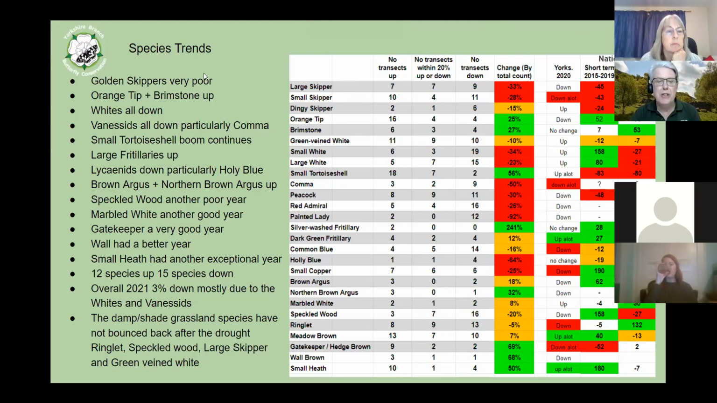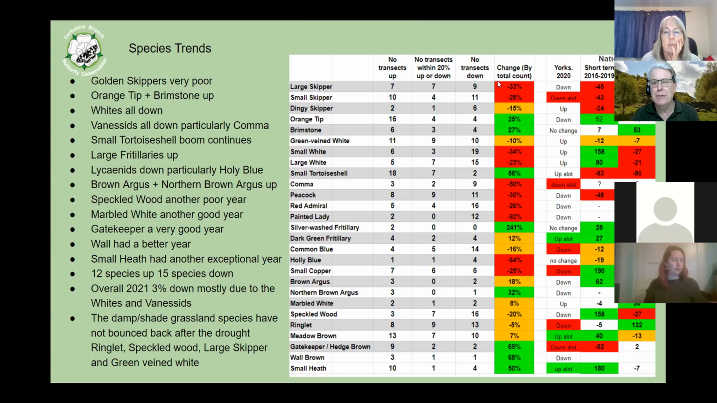So these are our species trends, and we're looking at the different species groups in a little bit more detail. You see over in the table, the number of transects where the species go up, the number where they're kind of in the middle, neither yes, neither no, and the number that are going down. And this is done by count.